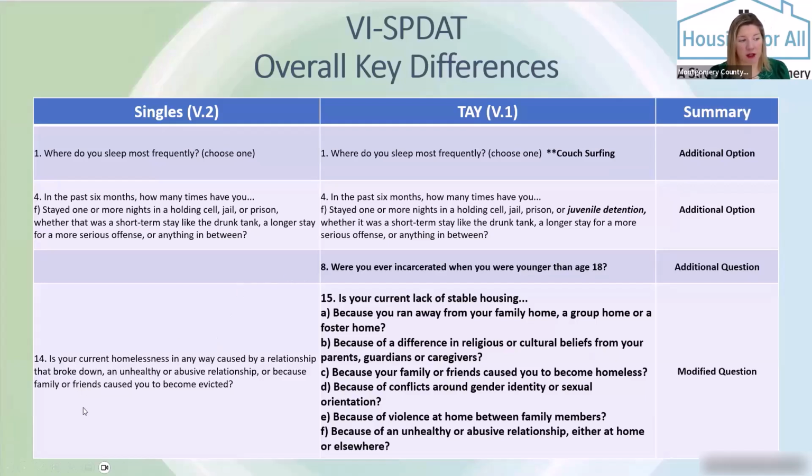So it roughly correlates to 14 here on the standard version of the VI-SPDAT. It asks about why somebody left a household. The standard version is a little bit more broad, and then the TAY really kind of focuses in on those things that could be the reasons why a TAY left their household.